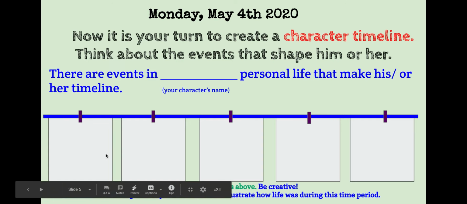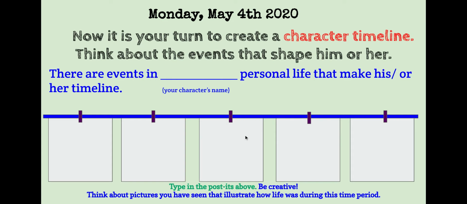So you're going to try to do at least three events that show some important things that happen to the character's life, but also are related to the time period. Why are these things happening now?